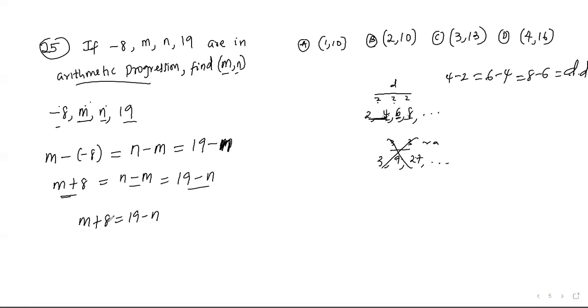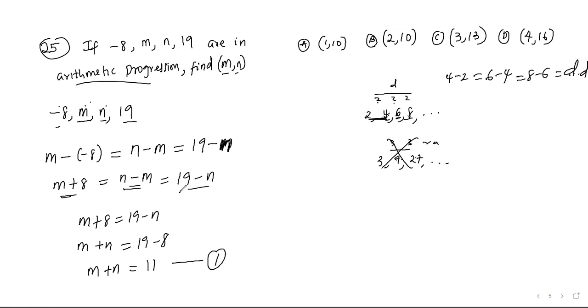So when I collect like terms, I take this guy to this side, m plus n, right? Then I have 19 minus 8, and that should give me m plus n equal to 11, right? So this is our first equation, equation 1.